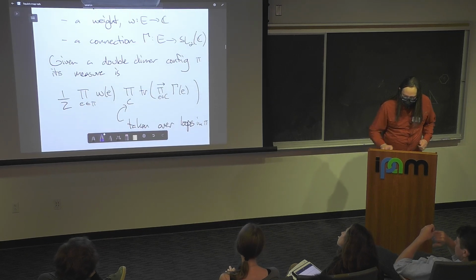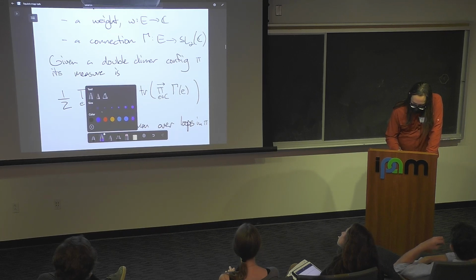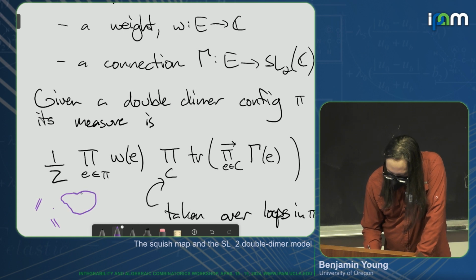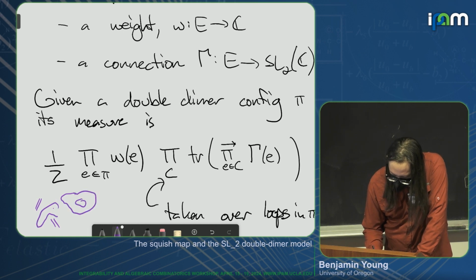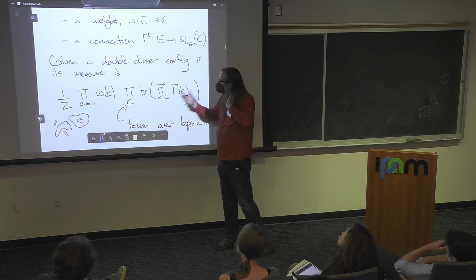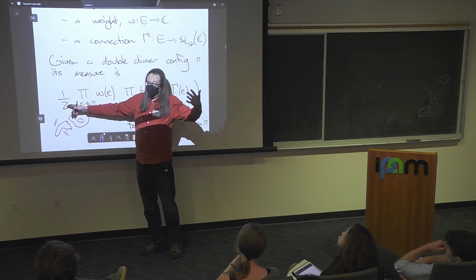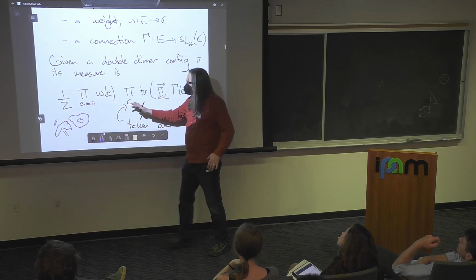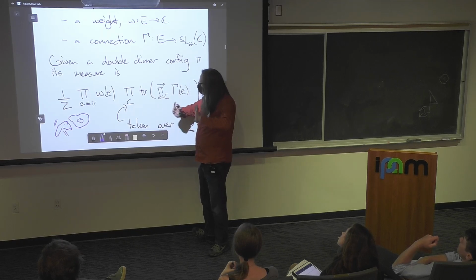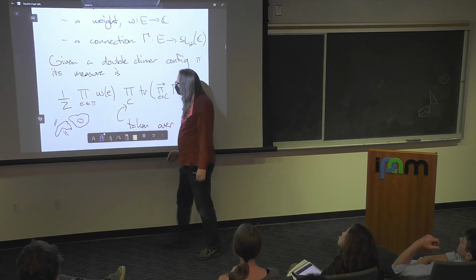If you've got one of these double dimer configurations, you should imagine some doubled edges, there are some loops, maybe they're nested, it's a pretty complicated situation. So what's the probability? It's going to be 1 over the partition function times the weight of the configuration. Abusing the word weight, I guess I've used it twice. So what's the measure of the configuration, not normalized?